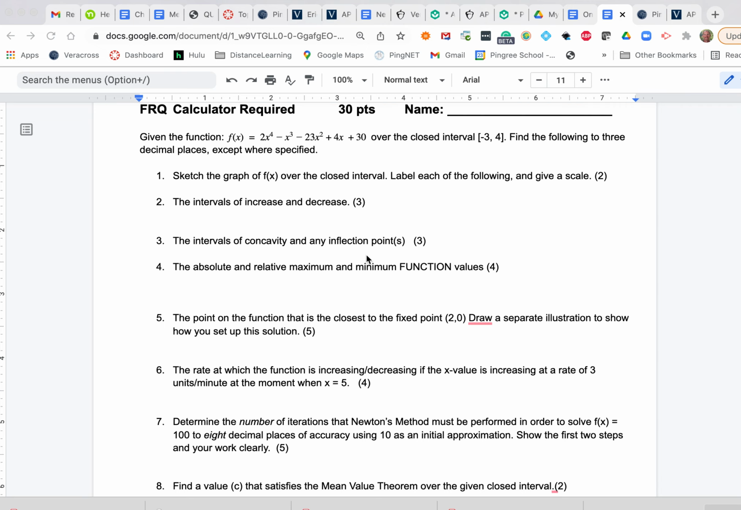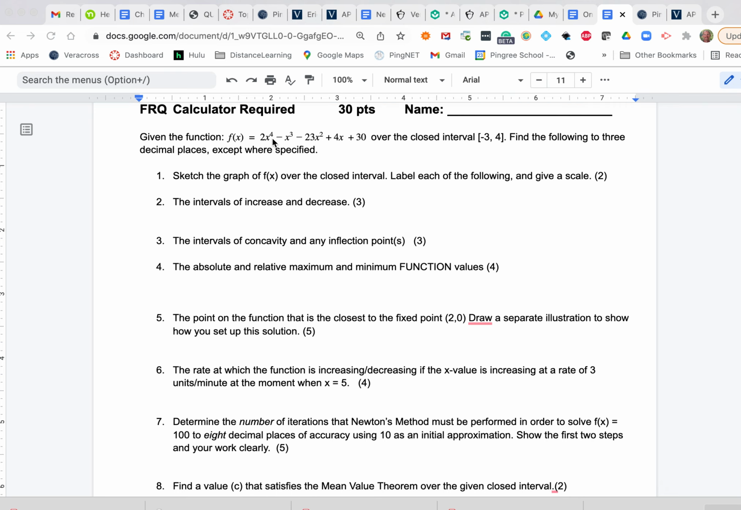Hey everyone, I am going to do my best here to show you how to do this mega FRQ calculator required unit 4 on the applications of derivatives practice quiz. So if you get your calculators ready, we will get at it.